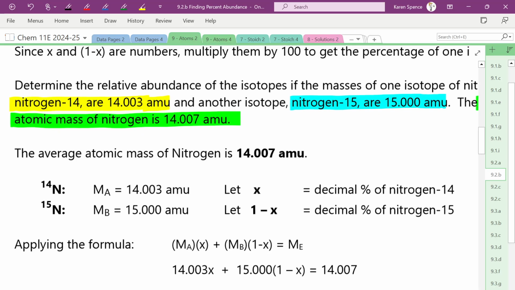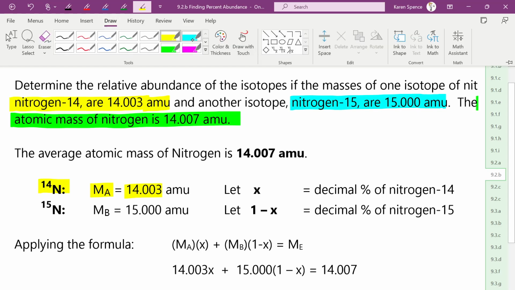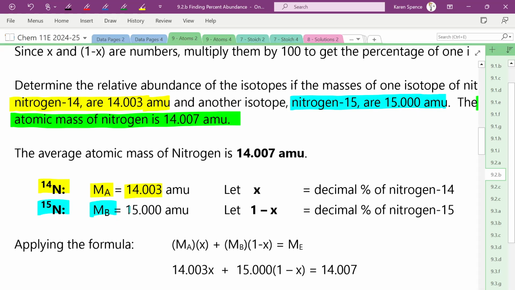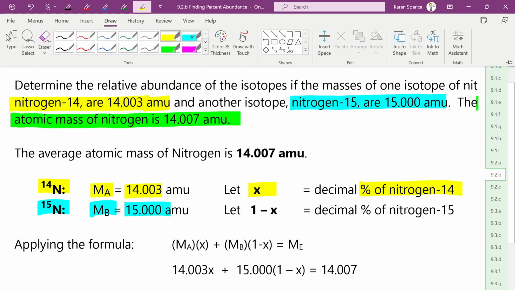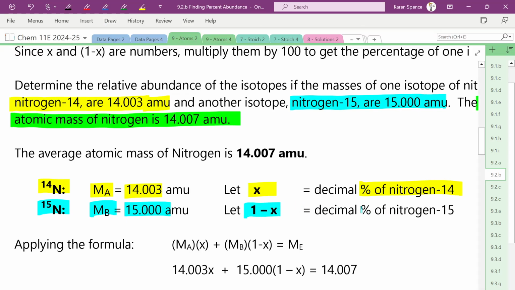So for nitrogen 14, we know that its mass is 14.003. We know for nitrogen 15, its mass is 15. We don't know our percentages, so we have to say, okay, X is going to be the percent of nitrogen 14. That means that 1 minus X is the percent of nitrogen 15.